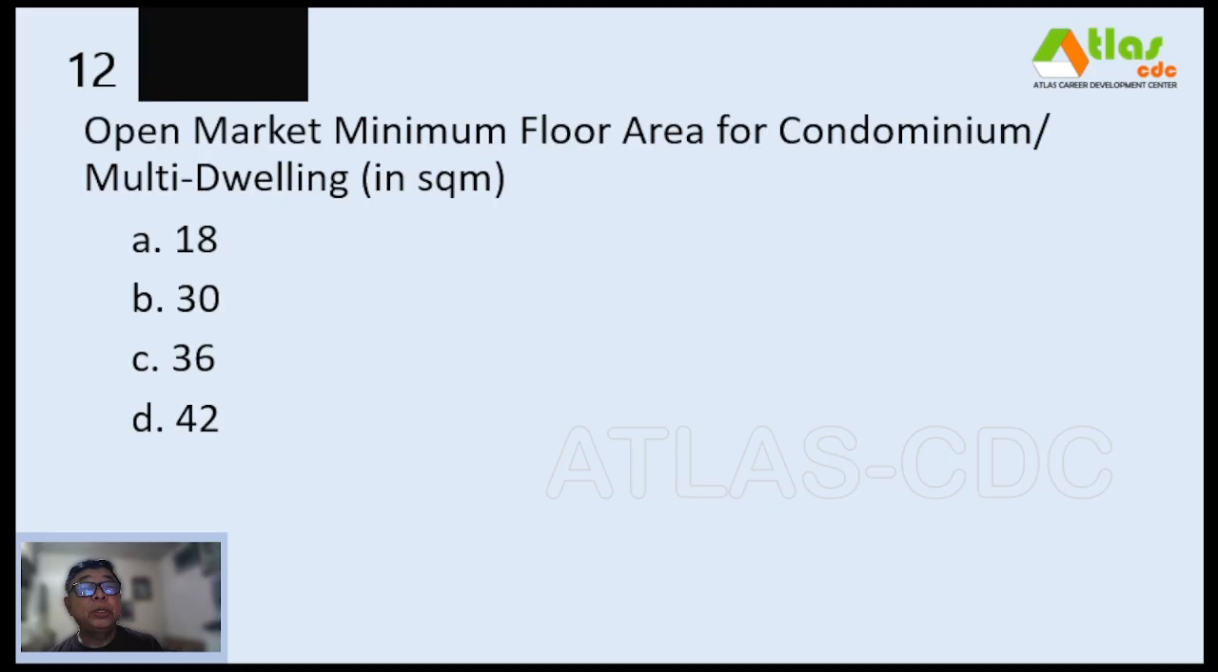Number 12. Open market minimum floor area for condominium or multi-dwelling in square meters. A. 18, B. 30, C. 36, D. 42.